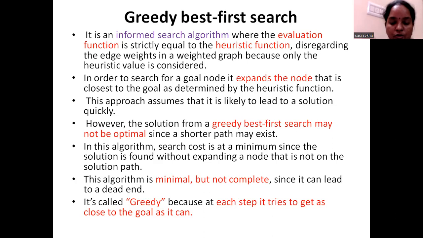We know what a greedy approach will do. In this algorithm, search cost is at minimum since the solution is found without expanding a node that is not on the solution path. So this algorithm is always minimal but not complete, since it can lead to a dead end. It is called greedy because at each step it tries to get as close to the goal as it can, right? We will see what maximum optimal solution we get when using greedy best first search, and what optimal solution we get if not using it. We will compare both solutions with a small example.